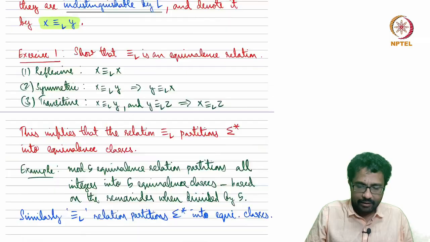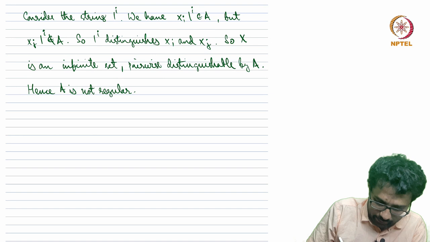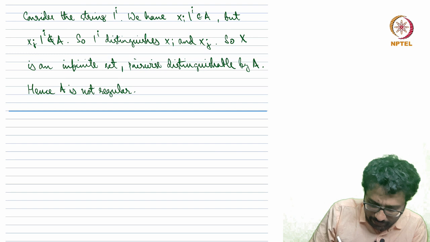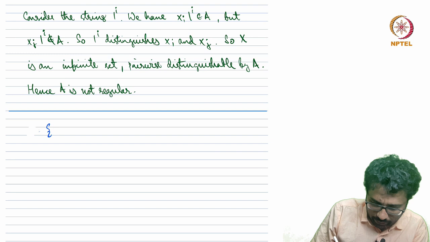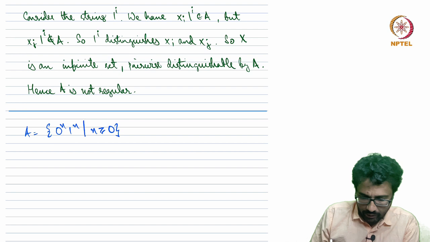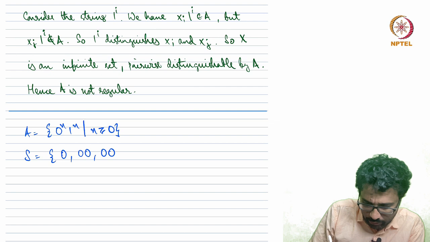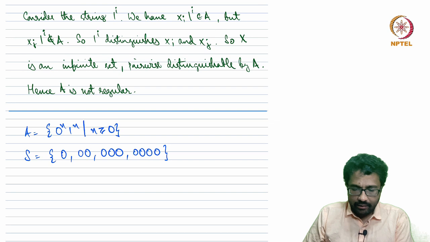So for a moment you can ignore whatever I've written over here. Consider L to be, or maybe I'll just call it A. Consider A to be 0 power n, 1 power n, n greater than 0. So this we know is not a regular language. And consider this set of strings, let me call it S: 0, 00, 000, 0000. I claim that they are all distinguishable by L.